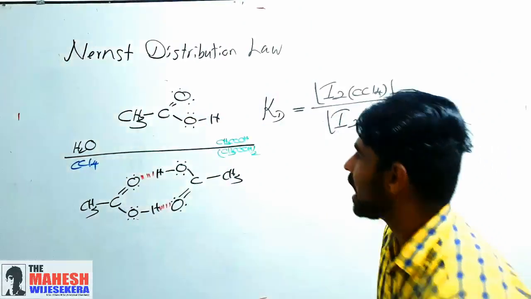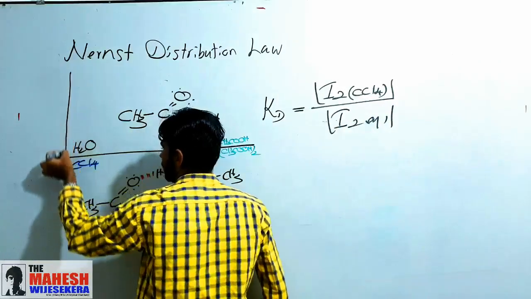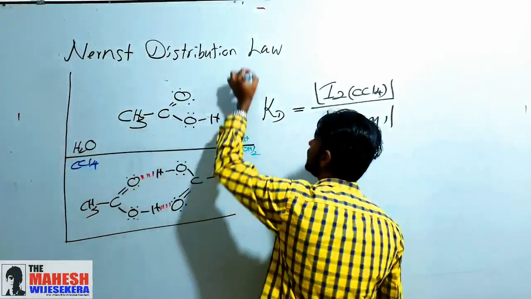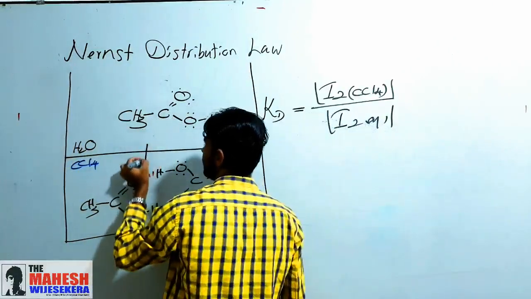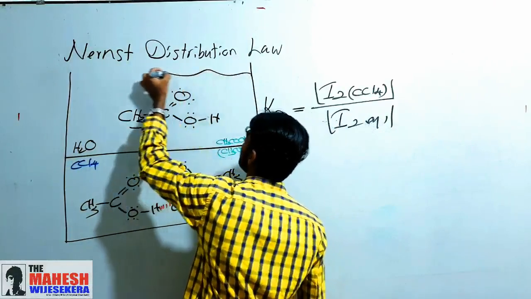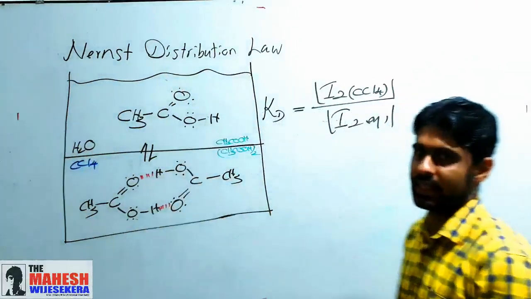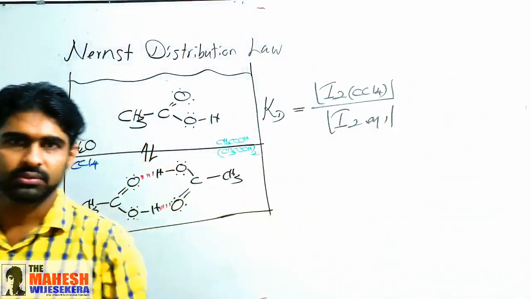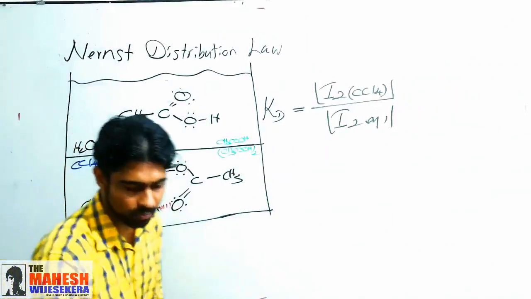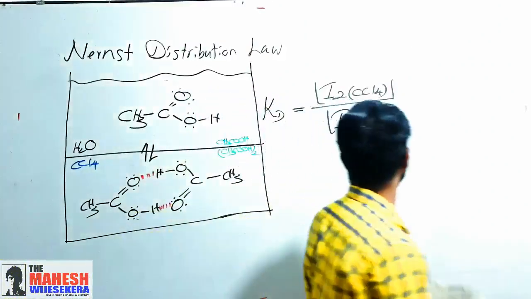So can we apply Nernst distribution law here? No. This is at equilibrium, of course, at constant temperature, but we can't apply KD here because it is not in the same molecular form. Understood?